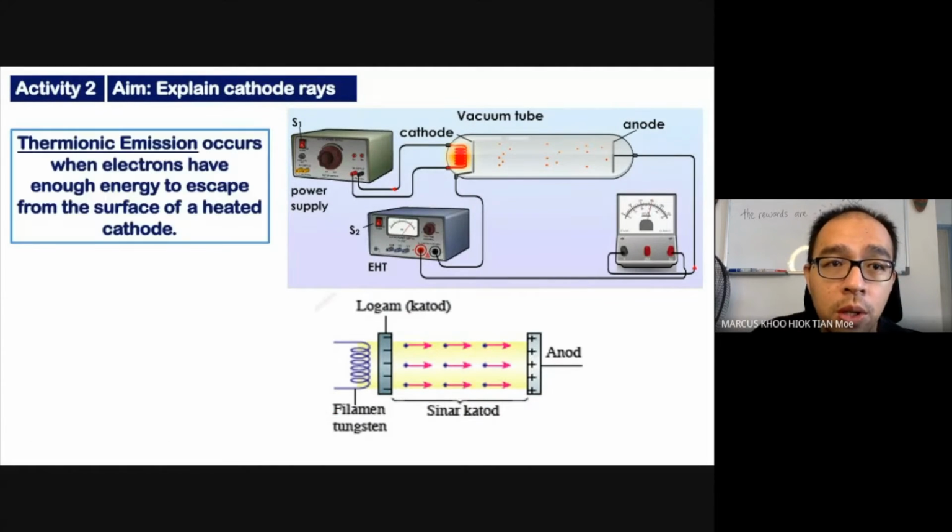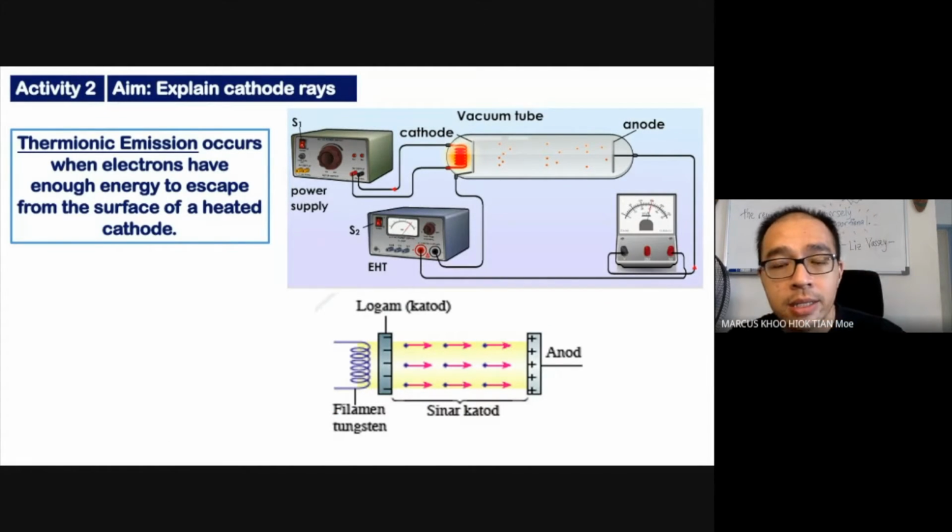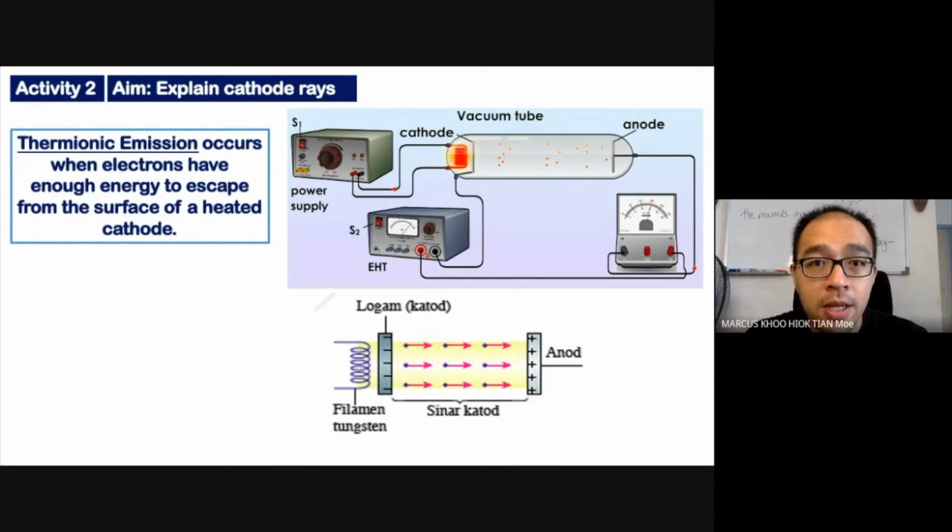So thermionic emission, in summary, summary for just this activity lah. Thermionic emission occurs when electrons have enough energy to escape from the surface of a heated cathode. Itu saja. So sini saja yang thermionic emission happens.